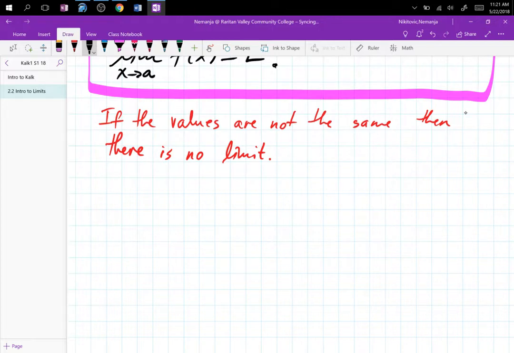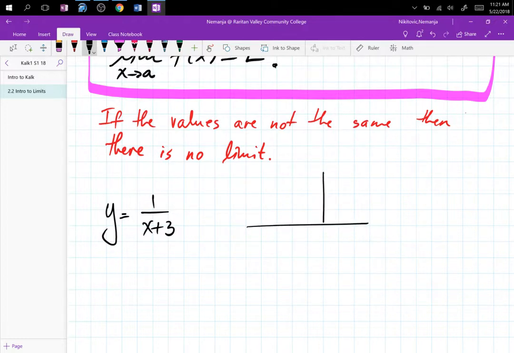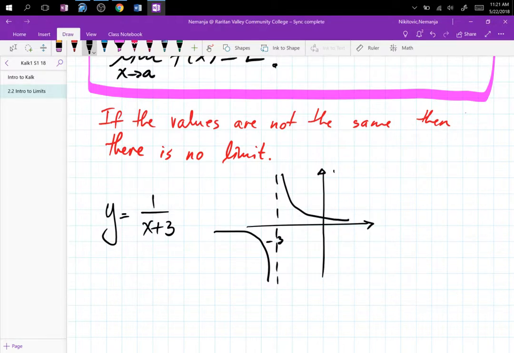Let's think about the function y equals 1 over x plus 3. We talked about graphing these functions last time. We know that it's shifted 3 units to the left. So we are going to draw a vertical asymptote at -3. And we are going to draw our function, which is 1 over x. We know what the default state of that function is.